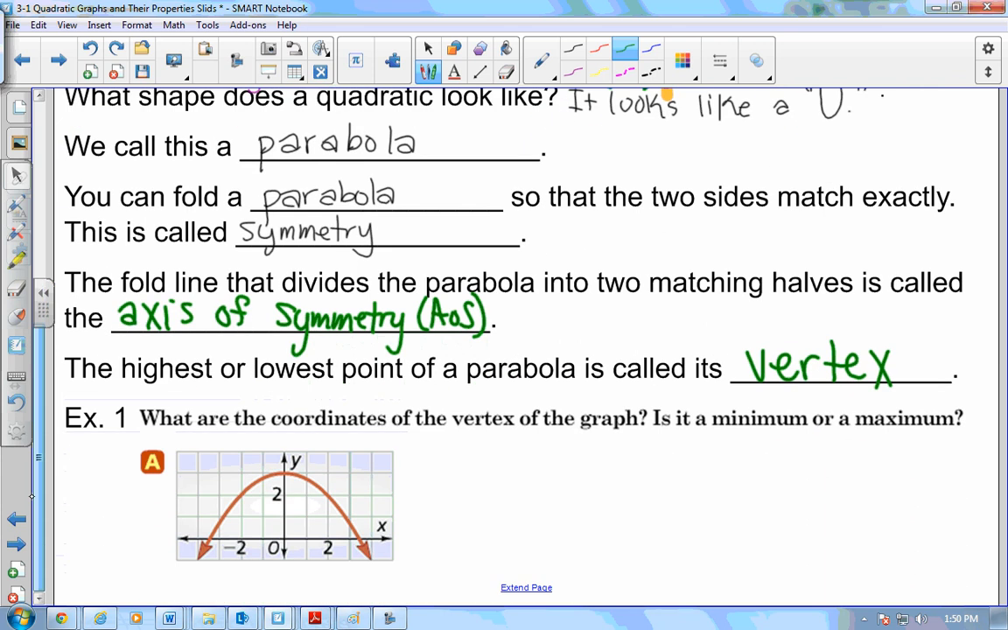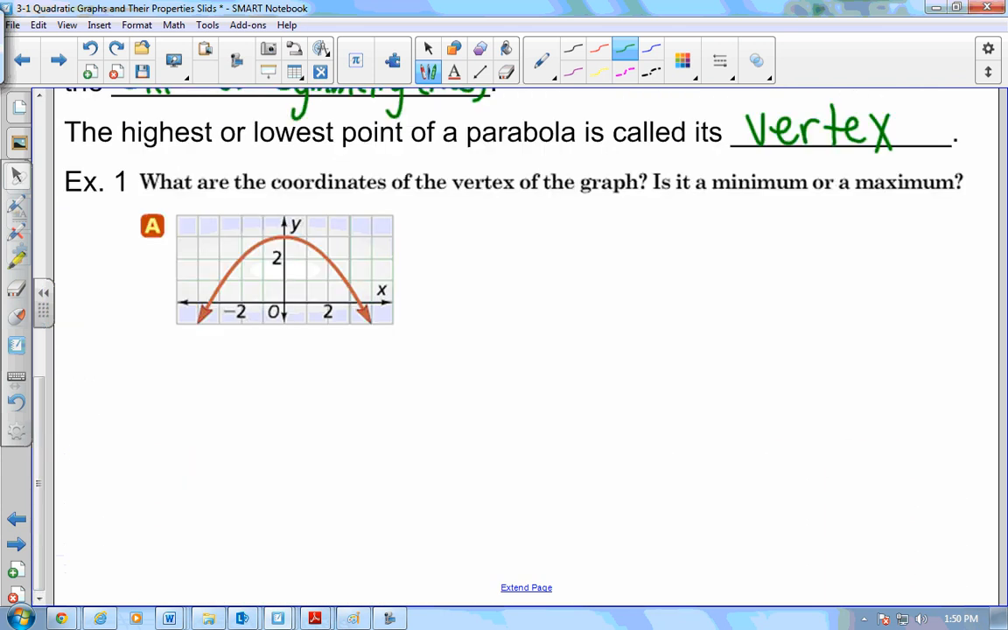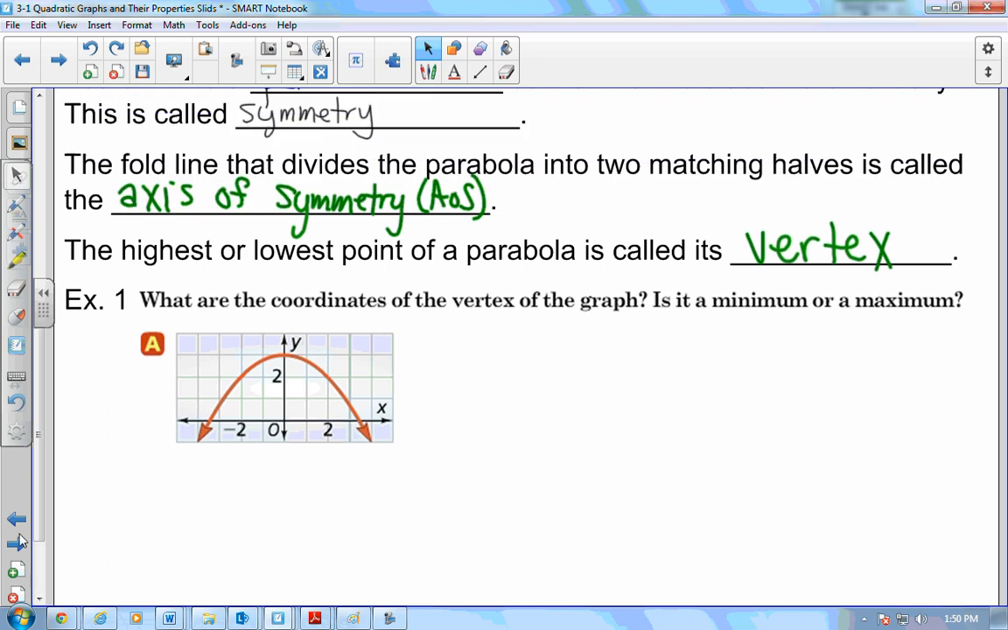Okay, first example. What are the coordinates of the vertex? Is it a maximum or a minimum? Now you know what a vertex is. I think you can find it. When you're ready, find the coordinates of the vertex and decide if it's a maximum or a minimum.